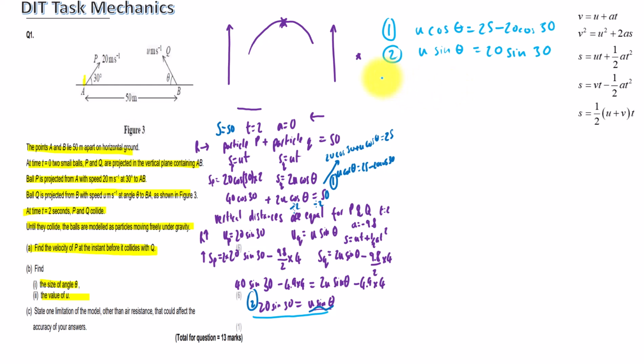So if you think, if we do 2 divided by 1, we all know what we get. The u's will cancel, so we get left with tan theta, because that's our aim, to find theta, equals 20 sine 30 over 25 minus 20 cos 30. Type that into our calculator carefully. Of course, we've got to do the inverse tan of all this.